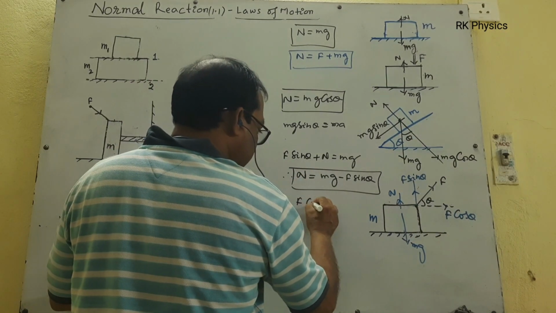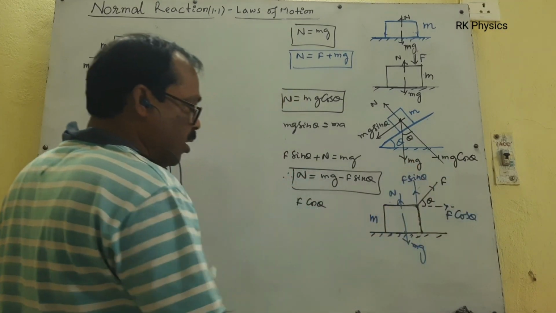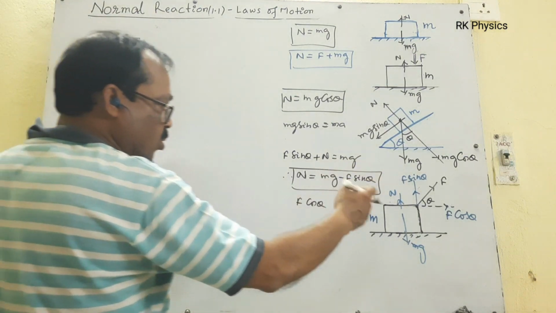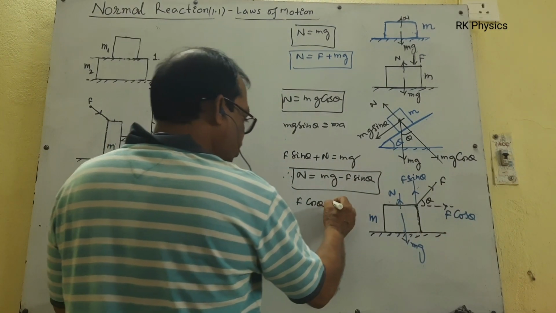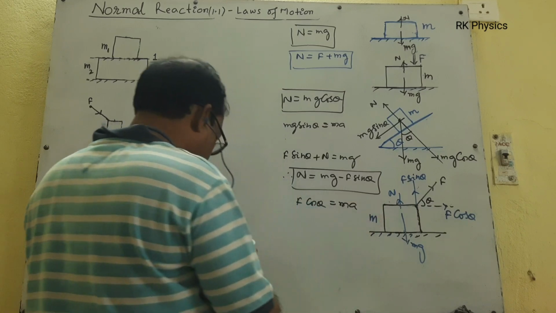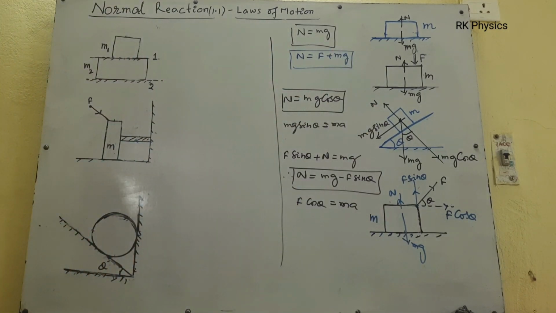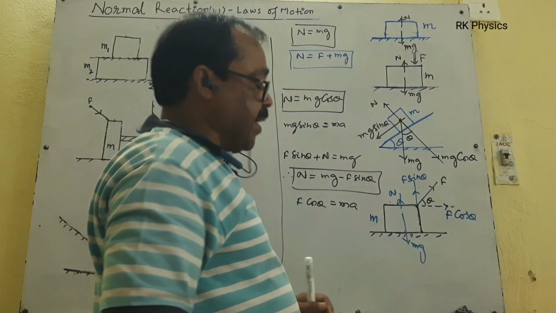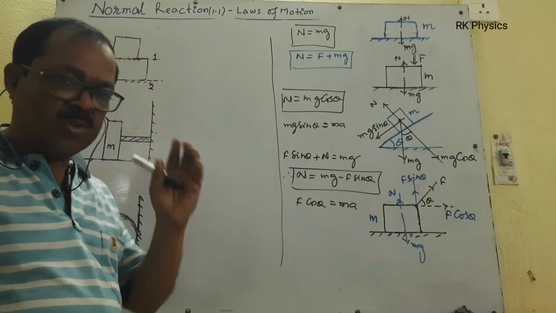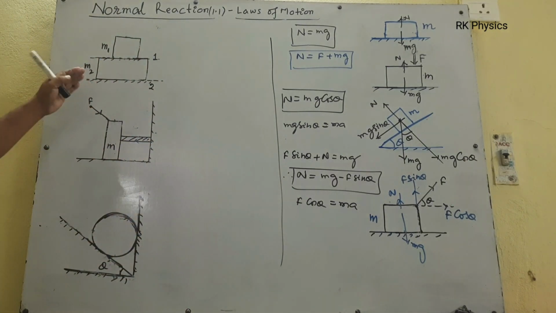Now F cos theta is the only horizontal force along the x-axis towards the right, so you can put it equal to mass into acceleration. These are simple figures showing how you can calculate the normal reaction in each and every case. Okay. Now let us come to this case.